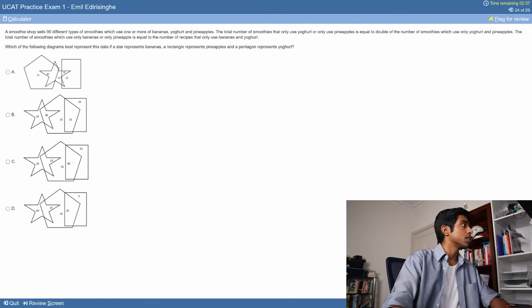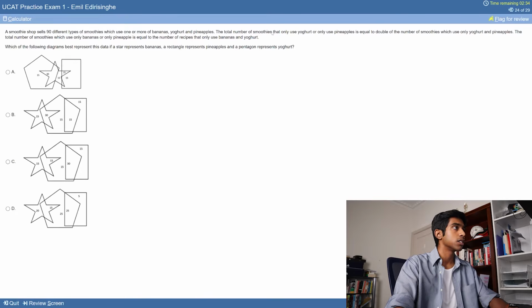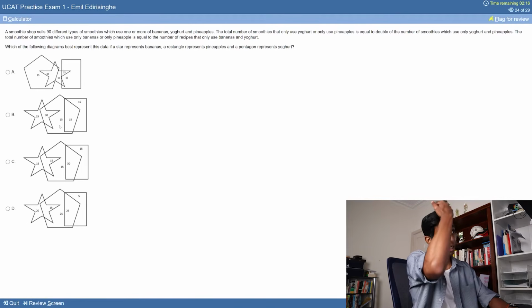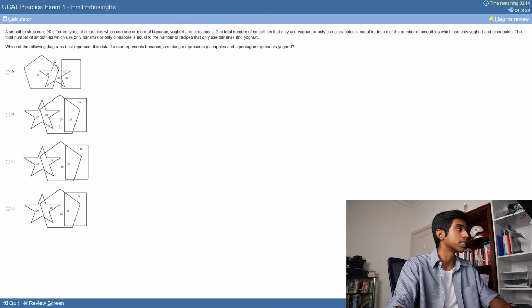Okay, a smoothie shop sells 90 different types of smoothies. Total number of smoothies that use only yogurt and pineapple. Double the number of smoothies which use only yogurt and pineapples. The total number of smoothies which use equal to the number of recipes that use bananas and yogurt. So, stars, banana, rectangles, pineapples, and pentagon yogurt. So pentagon must be in the middle. And then what? Rectangles, pineapples.